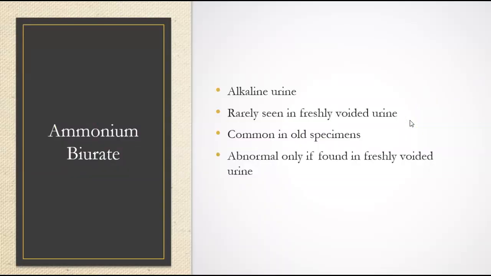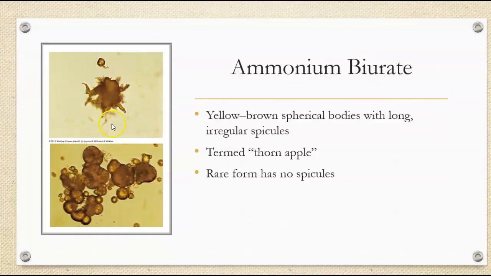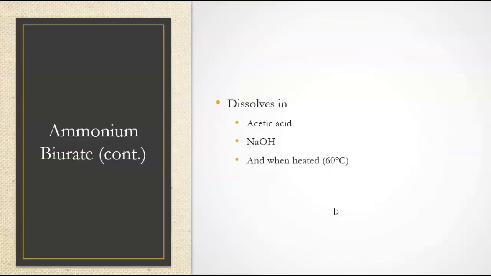But they're fun. Ammonium biurate crystals are seen, again, in alkaline urine. It's usually in old specimens, and it's only abnormal if we find them in freshly voided urine. They're thorny apple in shape. This is the most common form, where we see the little spines, the thorny apple, yellow to dark brown in color. Sometimes we can see a rare form that has no spicules and is just little round blobs. It will dissolve in acetic acid, sodium hydroxide, and when we heat it.